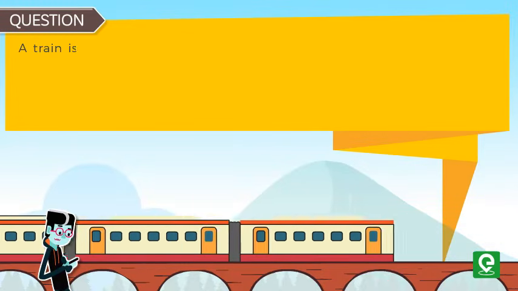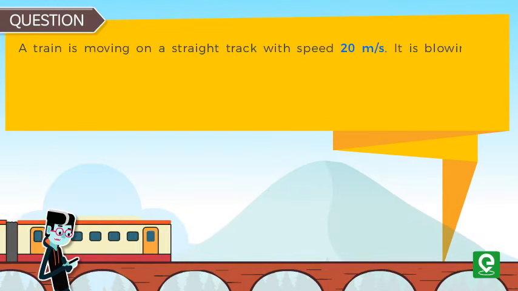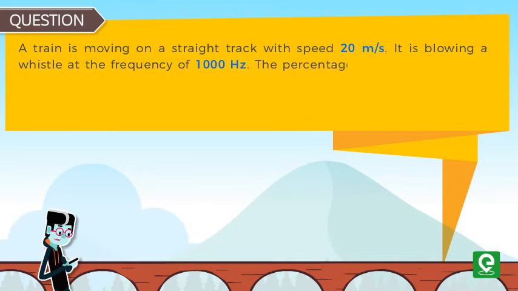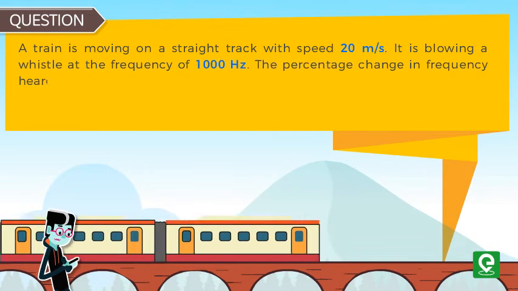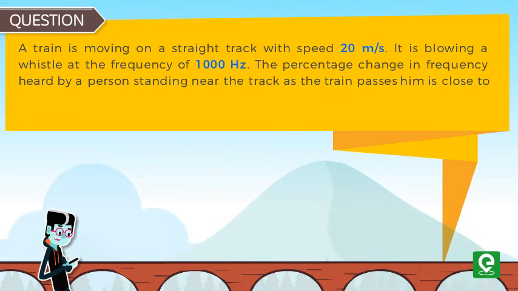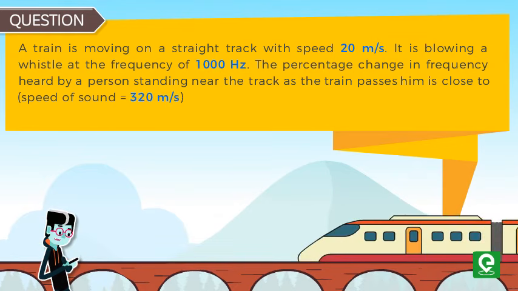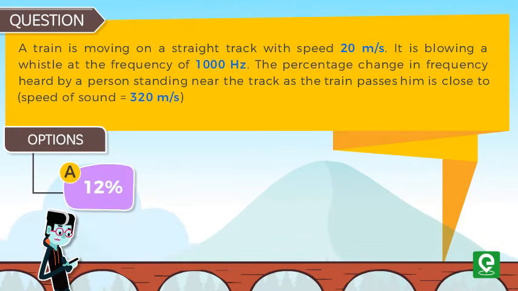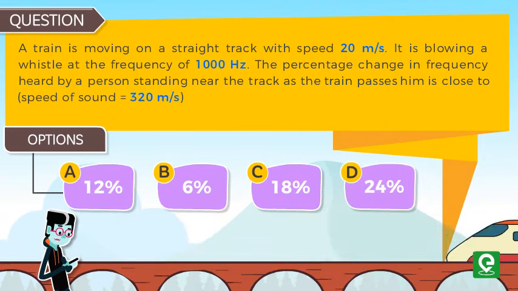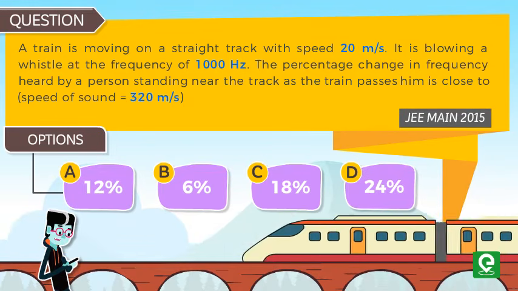Question: a train is moving on a straight track with speed 20 meters per second. It is blowing a whistle at the frequency of 1000 Hz. The percentage change in frequency heard by a person standing near the track as the train passes him is close to, speed of sound is equal to 320 meters per second. The options are 12%, 6%, 18%, 24%. This question was asked in JEE Main 2015 exam.